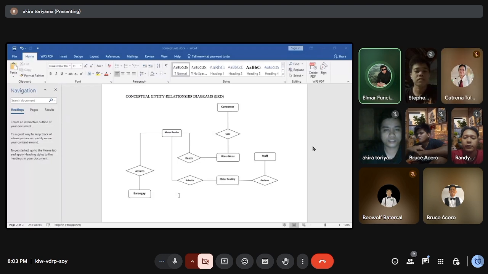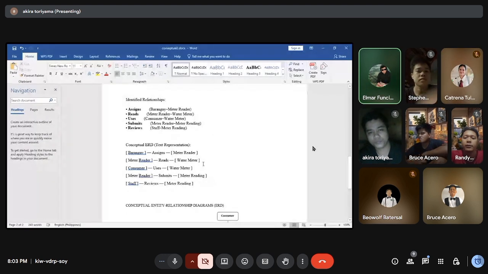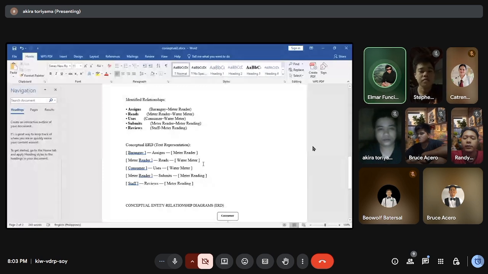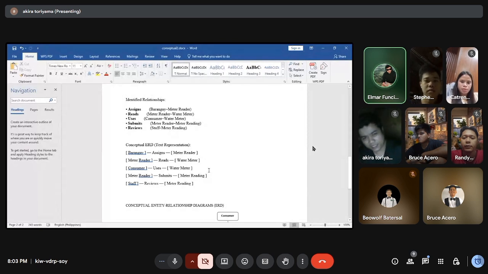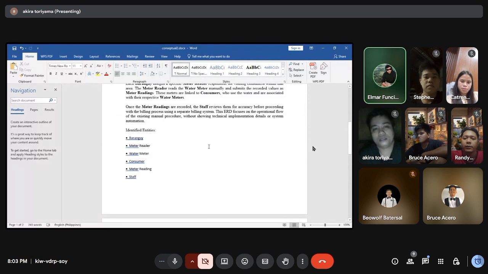And also, this is a conceptual ERD text presentation. Barangay assigns meter reader. Meter reader reads water meter. Consumer uses water meter. Meter reader submits meter reading. And staff reviews meter reading. These are the identified relationships: assigns, reads, uses, submits, and reviews. The identified entities are barangay, meter reader, water meter, consumer, meter reading, and staff.